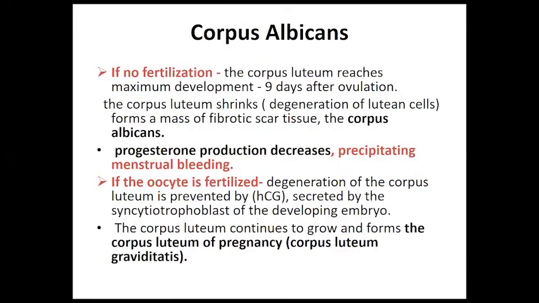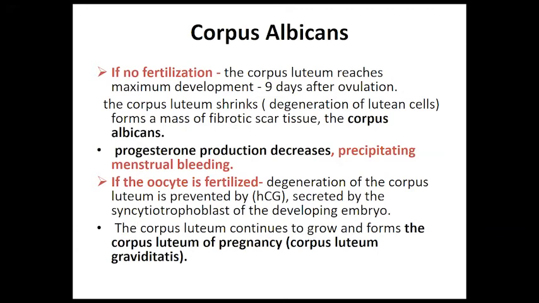Corpus albicans: if no fertilization occurs, the corpus luteum reaches its maximum, shrinks, becomes whitish, and becomes a fibrotic scar. It is called the corpus albicans. Progesterone production decreases, and it precipitates menstrual bleeding.